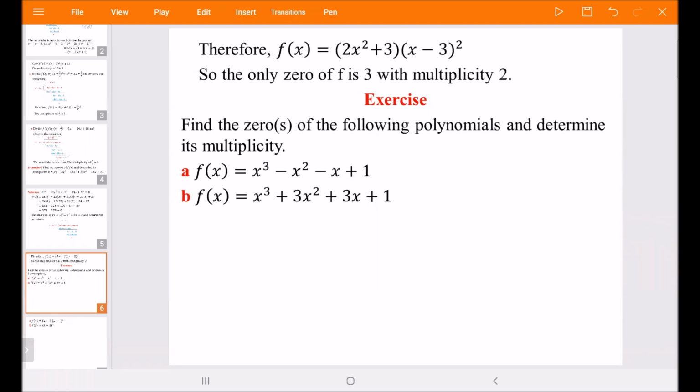Now, if you have any question, you can forward it. If not, it's time for you to try these two questions. Find the zero or zeros of the following polynomials and determine its multiplicity.